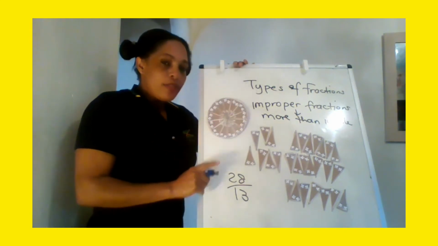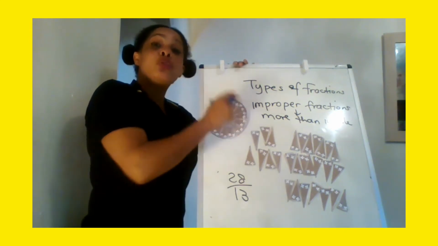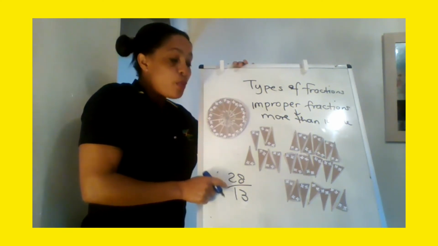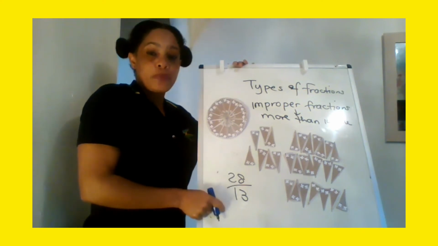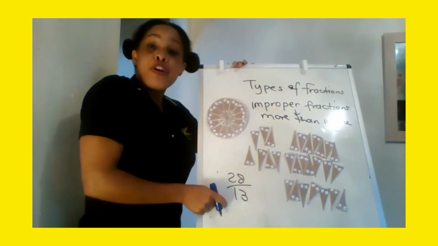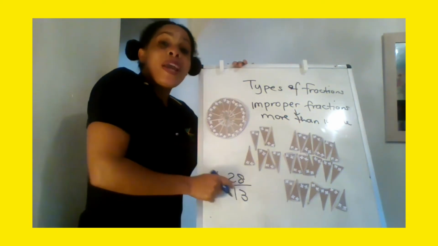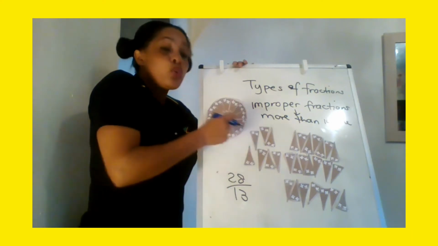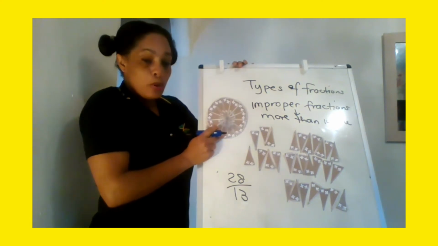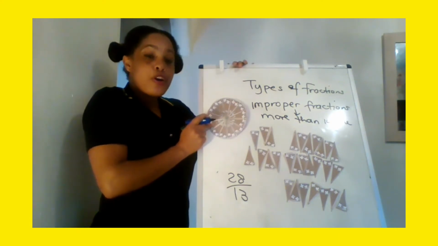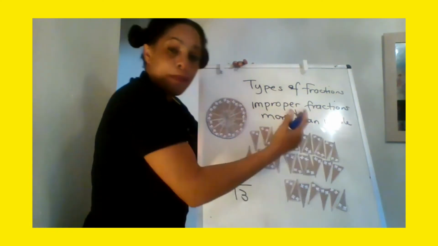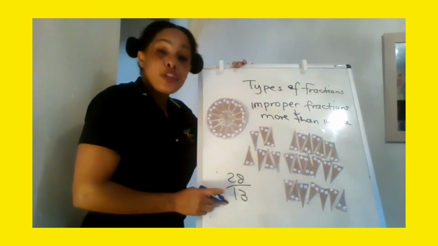Now remember that 1 whole cake was 13 out of 13. So this is more than 13 out of 13. So here we have what is called an improper fraction. I'm going to have more than 1 cake left over because it's more than 13 out of 13. So I have 28 out of 13, meaning 28 13ths, because each piece is called 1/13. When I count that up, I have 28 13ths.